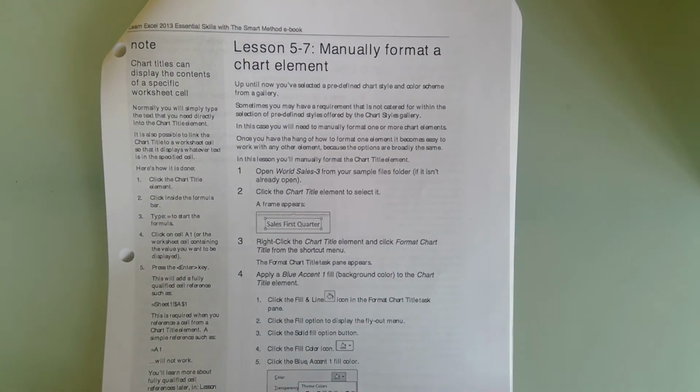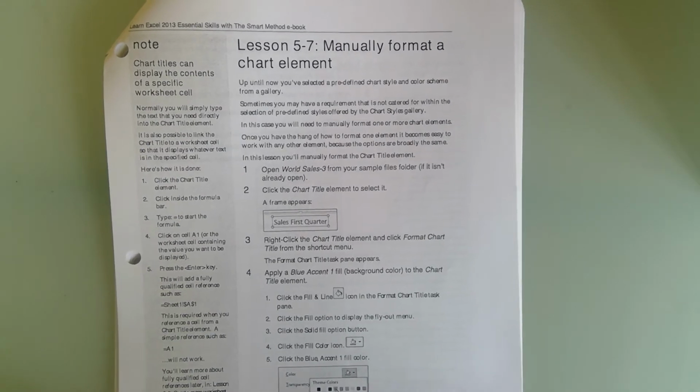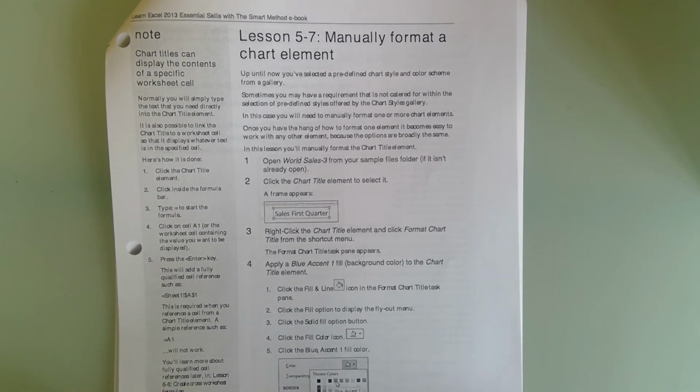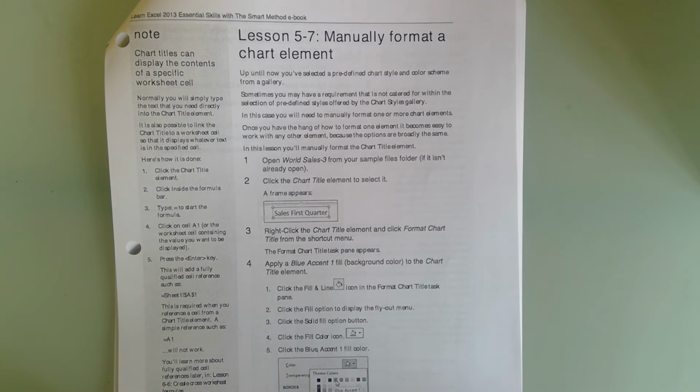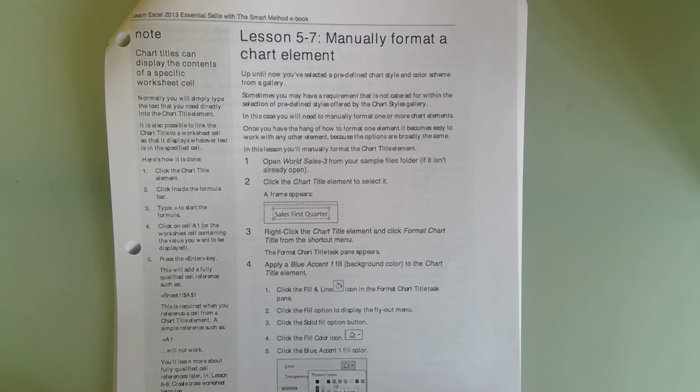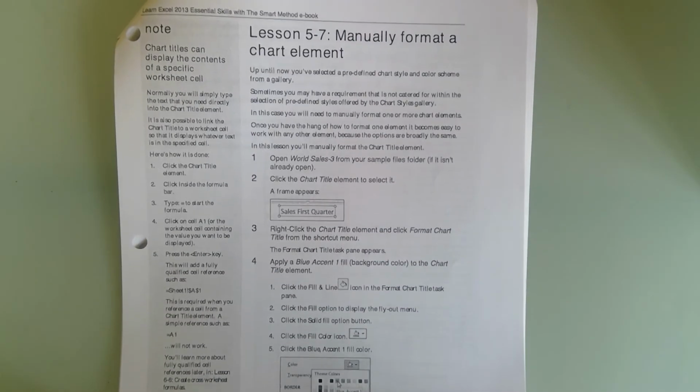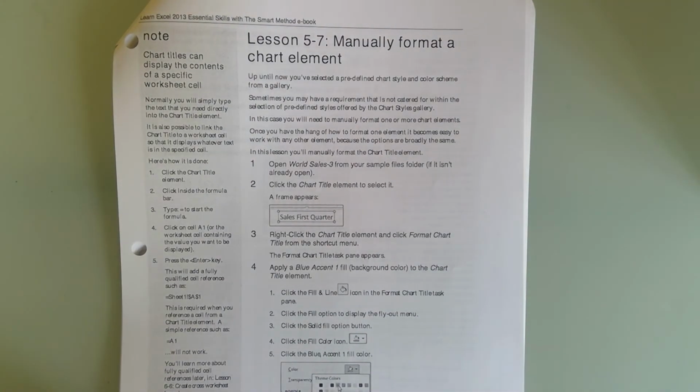Sometimes, for some reason, you might not like the way that Excel has displayed something, or it got some of the information wrong. In lesson 5.7, you'll manually format a chart element. Again, these chart elements are the axes, Y or X axis. It also could include the chart title or the legend or anything like that. So continue with World Series 3 to work through this lesson.